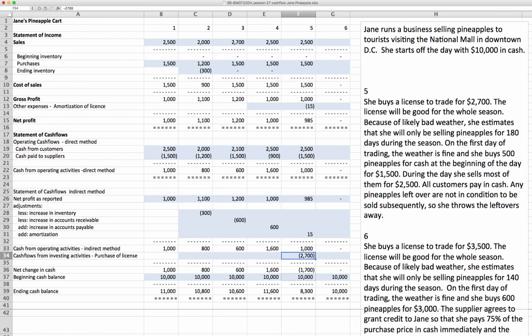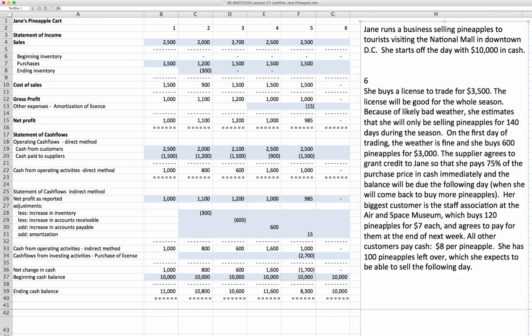Okay, so now let's pull everything together in a first day of trading where everything's going on. And so in situation 6, we're told that she buys a license to trade for $3,500. The license will be good for the whole season. Because of likely bad weather, she estimates that she'll only be selling pineapples for 140 days during the year. So now we're actually going to have amortization of the $3,500 divided by the likely season of 140 days. So that's going to be $25 per day amortization when we get there.